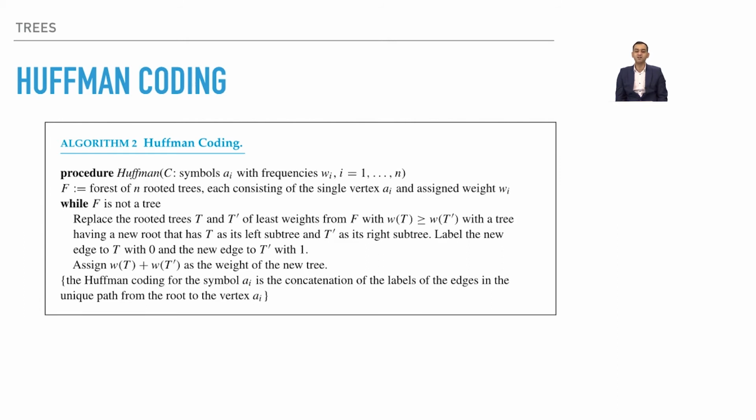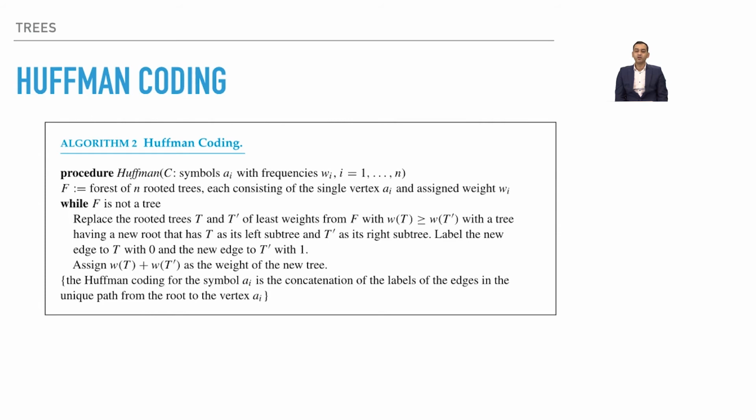Furthermore, we assign the sum of the weights of the two subtrees of this tree as the total weight of the tree. Although procedures for breaking ties by choosing between trees with equal weights can be specified, we will not specify such procedures here. The algorithm is finished when it has constructed a tree, that is, when the forest is reduced to a single tree.